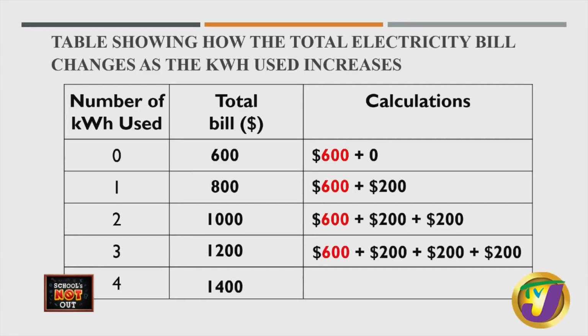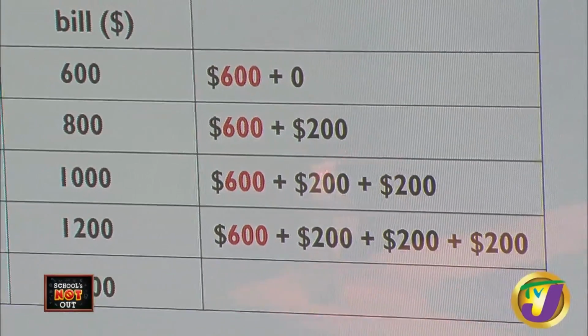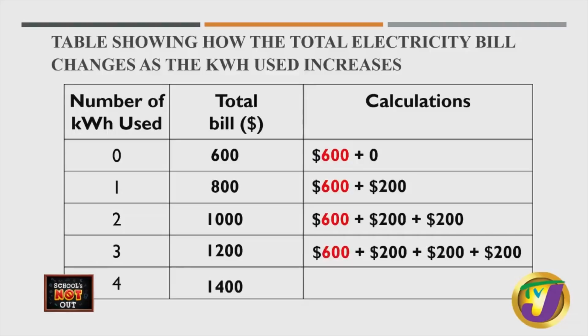For 0, I've used nothing. I've been home, I plug out everything, I even turned off the main switch in my breaker. 0 kilowatts used, 0 money added. Then I wanted to warm some tea and I used 1 kilowatt, and we see that 200 appearing once. For 2 kilowatts, I turn on the TV, and the 200 appears twice. And for 3, it appears 3 times.